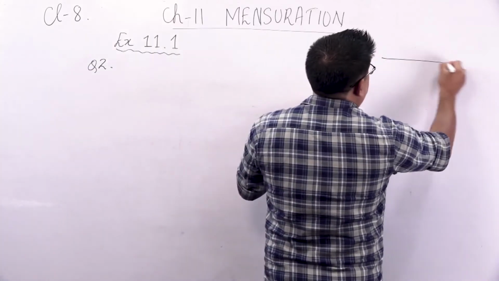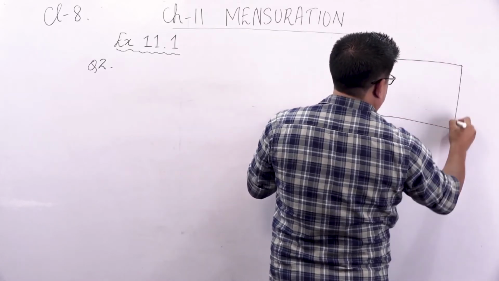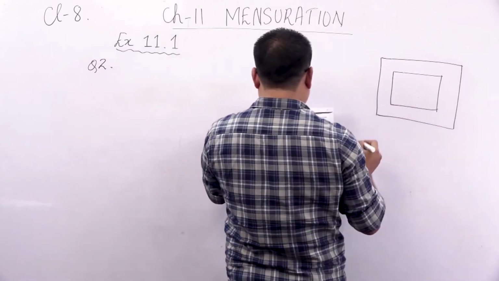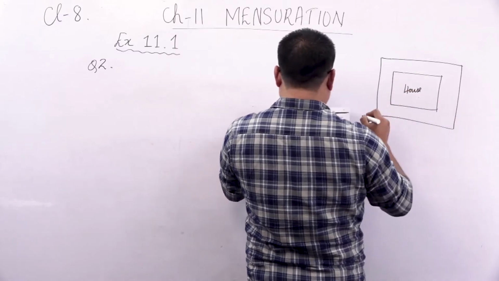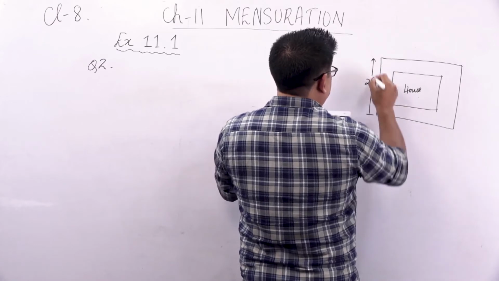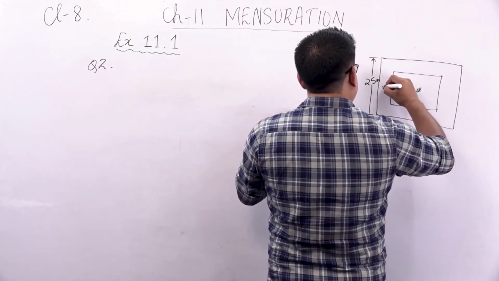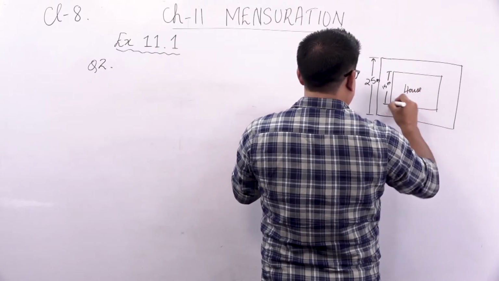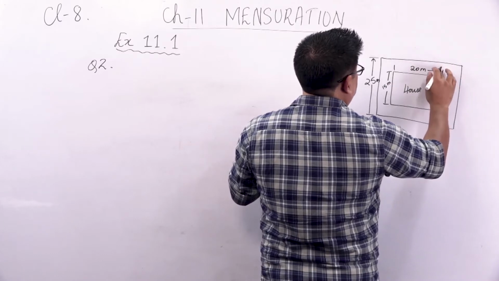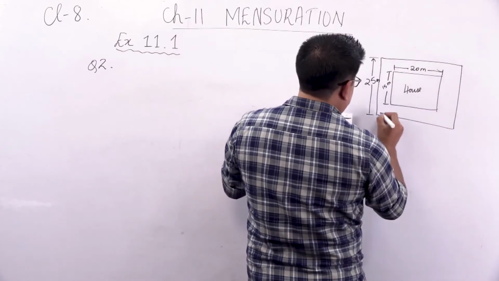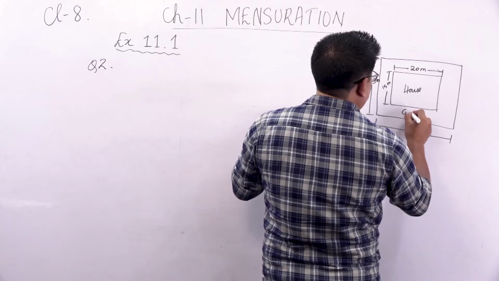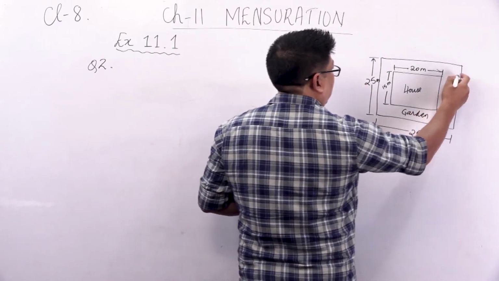Now, this is the plot and this is the house that she wants to build. Let's say this is the house. It's already given, and this is given as 25 meter. This is given as 15 meter. This is given as 20 meter. This 25 meter. And this part is garden. All this part.